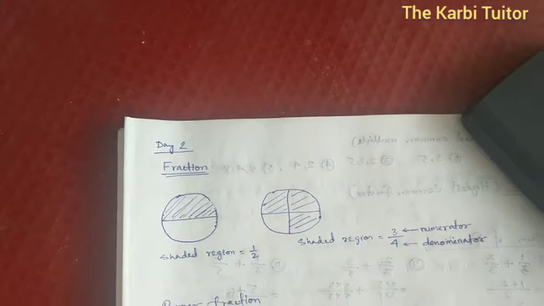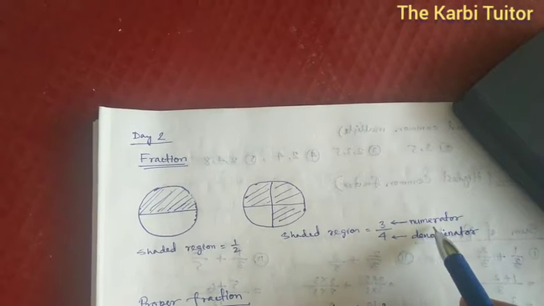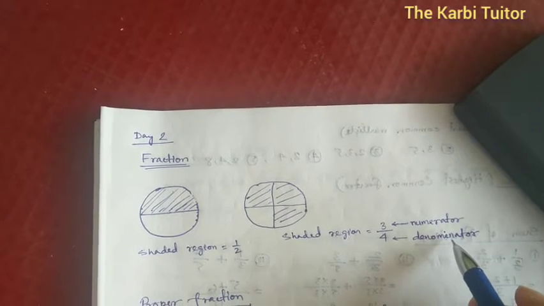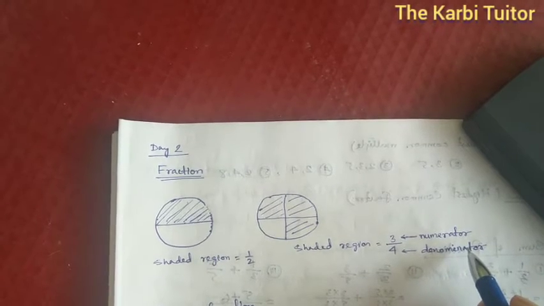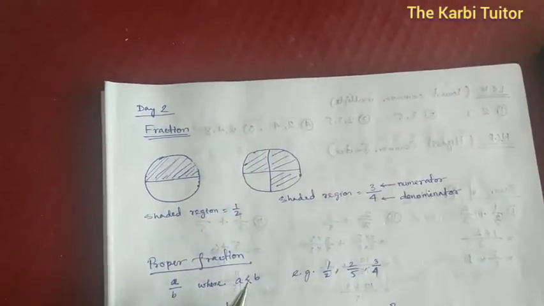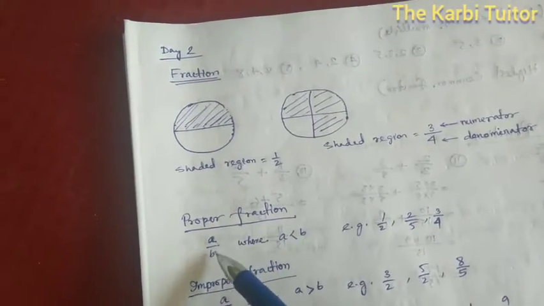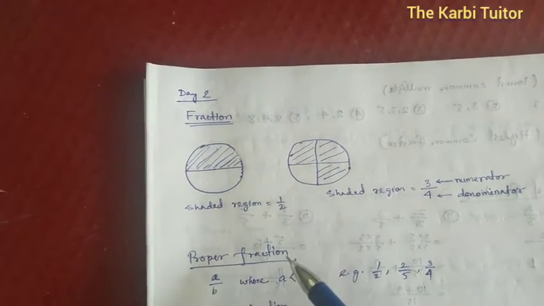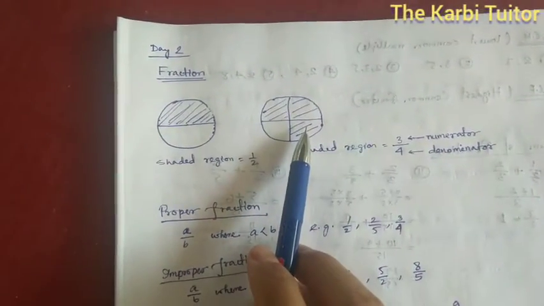So the upper number is called the numerator and the lower one is called the denominator. So this is a fraction. Now we shall see proper fraction. So a fraction is a numerical value of the form a by b. It can be 1 by 2, 3 by 4, or any numerical value of the form a by b. So this is a fraction.